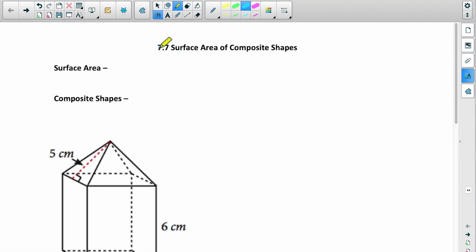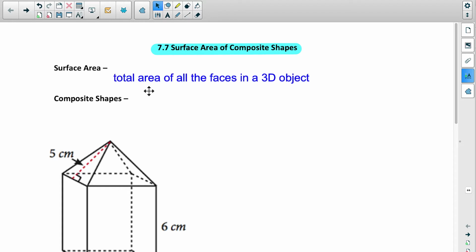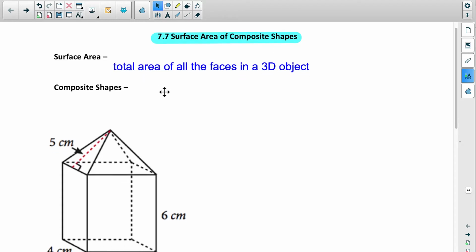Okay everyone, a tough video today. We're going to do the surface area of composite shapes. So, quick reminders of two things. First, what's surface area? Surface area is the total area of all the faces in a 3D object. You've got to get every single face of this object and figure out the area of every one and add them together.